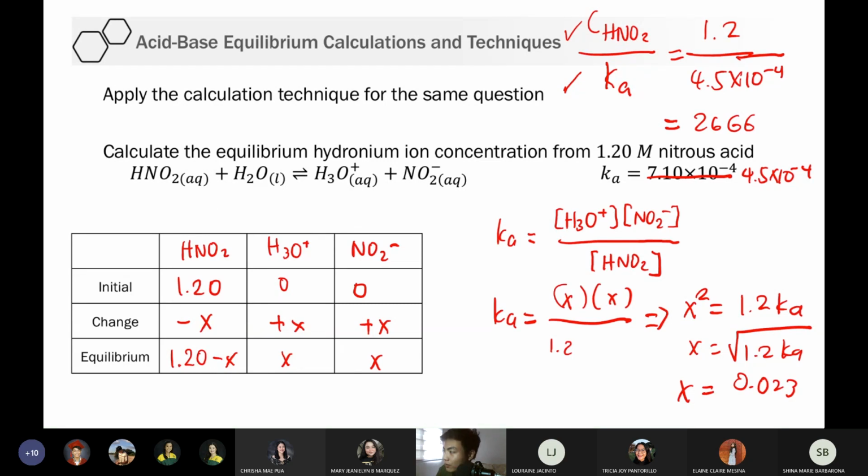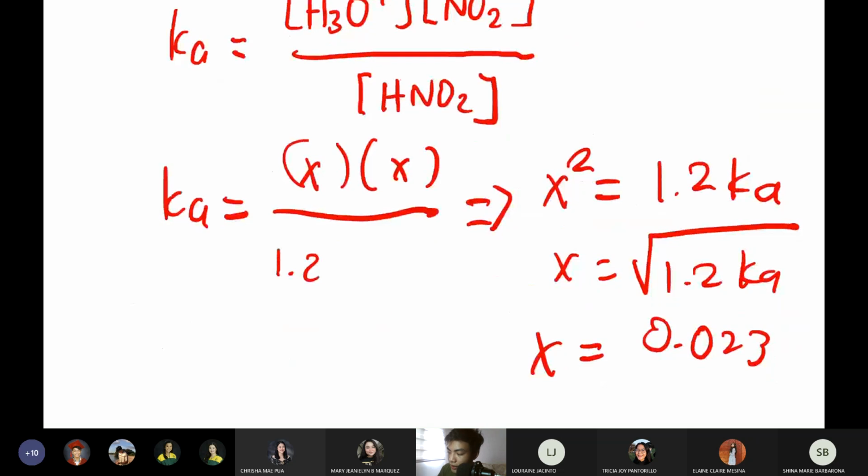So, again, we still ended up with the x value na nakuha natin last time. Pero shortcut na. Instead of doing quadratic equation, we skip that part na, no? So, we just obtained the square root of the concentration of the acid and the Ka. Kaya ang tawag namin dito ay square root of Chaka. Bakit square root of Chaka? 1.2 is the concentration of your acid times the Ka. Chaka, di ba? So, you just get the square root of Chaka to get the x value.